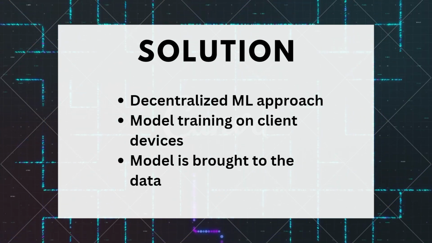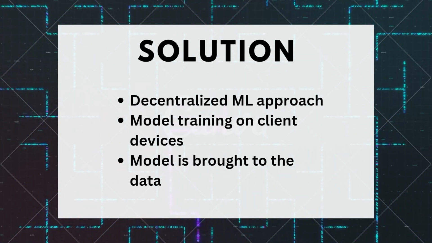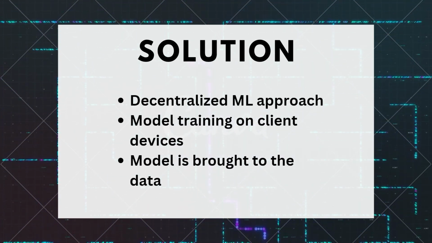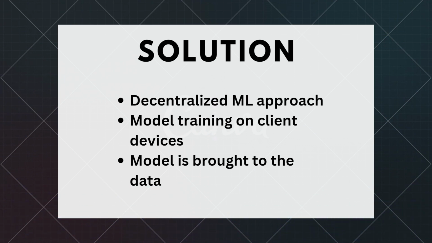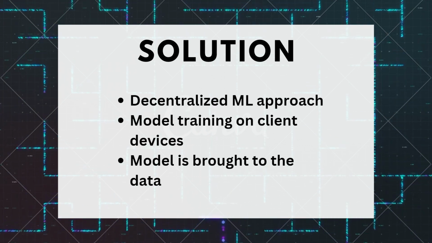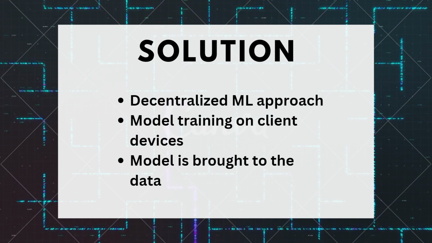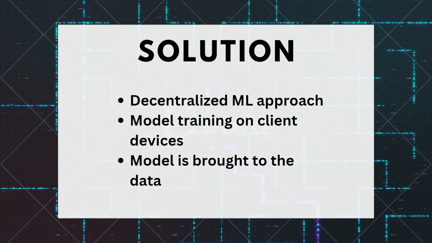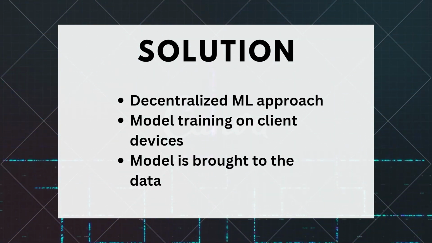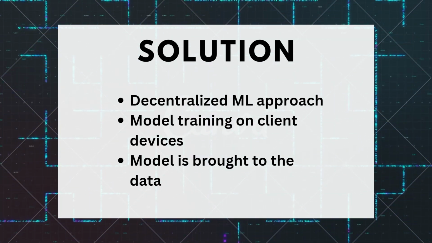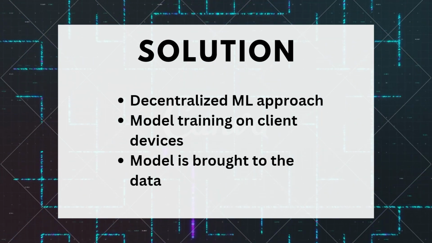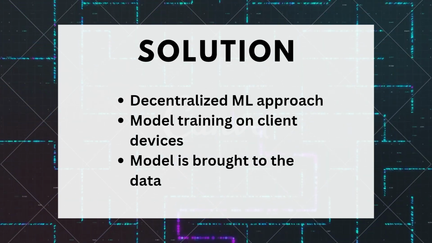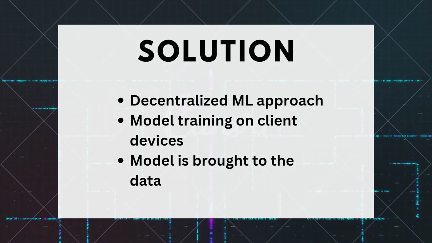Well, now that we understand the problem, what is the solution? The solution is federated learning. This is a decentralized method of training ML models. In this method, a model is trained on the client's device that has all the sensitive information. Only a trained model is then sent to a central global server. This way, data privacy is maintained and valuable insights from the trained model are used. While in the traditional approach, data is brought to the model, in federated learning, the model is brought to the data.